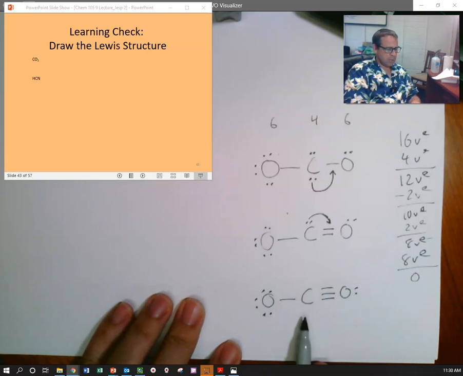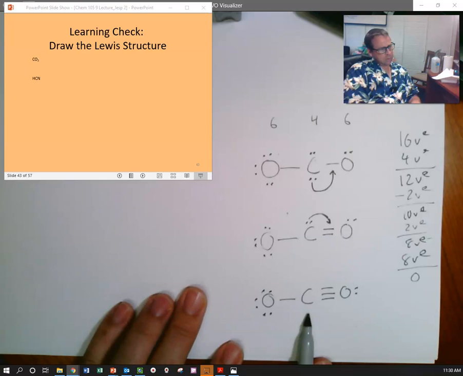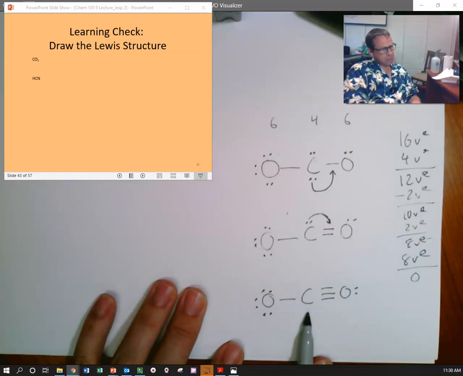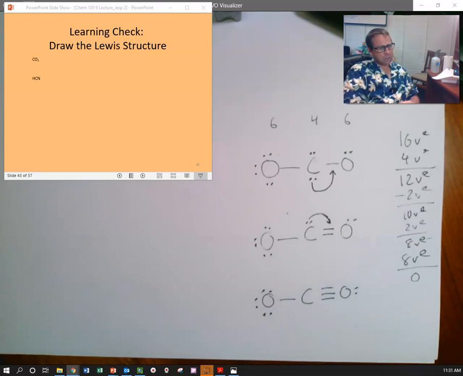How many electrons are available to this carbon? 8. And this oxygen? 8 also. And here as well. True? Yes. Okay. So now the question is, do we have a finished structure?